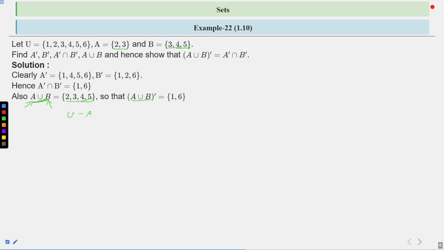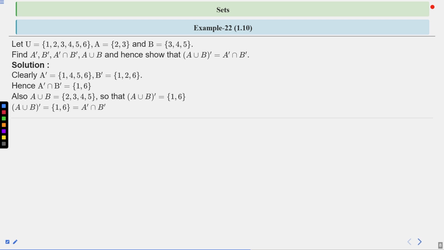U minus A union B. Simple. Complement is nothing but you can rewrite this in terms of differences also. Now recall the difference definition. Collect all the elements from the U set, the universal set, and eliminate the common elements which also belong to A union B. So eliminate 2, 3, 4, 5. You are only left with these two elements, 1 and 6. So A union B whole complement will be 1, 6.